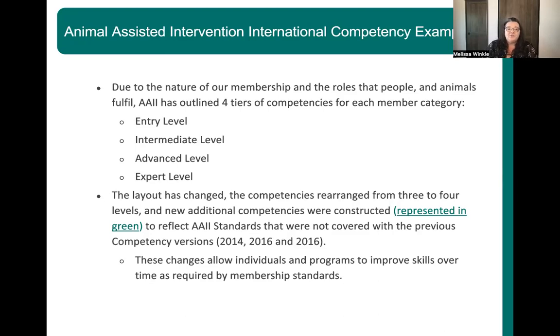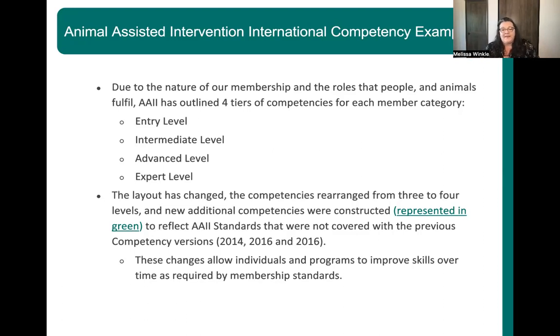So the layout has changed from the original. The competencies have been rearranged from 3 to 4 levels, and new additional competencies have been constructed. And we have represented those in green. So when we're looking at the sample parts of the document that I'm going to show you, things that are in black are Dr. Stewart's original work, along with her team. And then the things that are in green are things that we have added and emphasized within the standards.